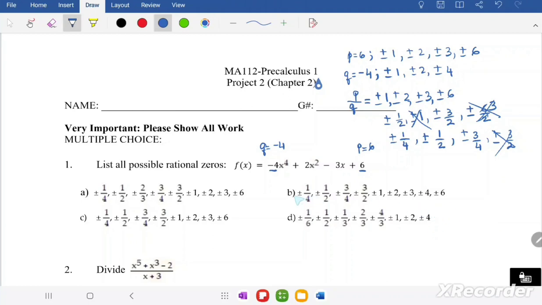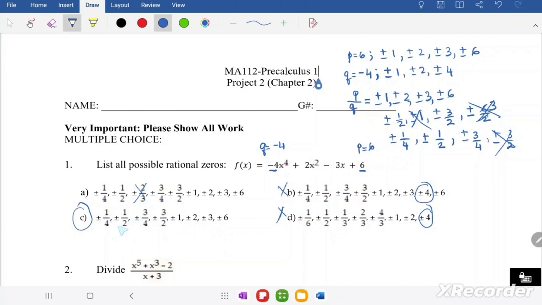Now I see here in B and D there is a plus minus 4. We don't have a plus minus 4 anywhere, so these two are automatically eliminated. Our choice would be between A and C, all right? So there is a plus minus 1/4, plus minus 1/2. Do we have a plus minus 2/3? No, right? We don't have a plus minus 2/3 in the answer that we worked out here on the side. So A is not the choice. C. Let's see if all the rational zeros listed here match with our answer here.